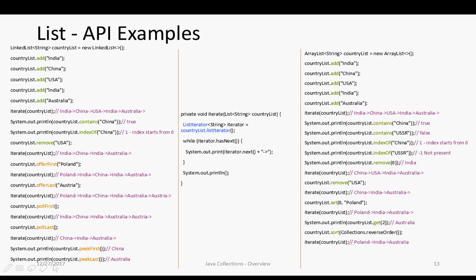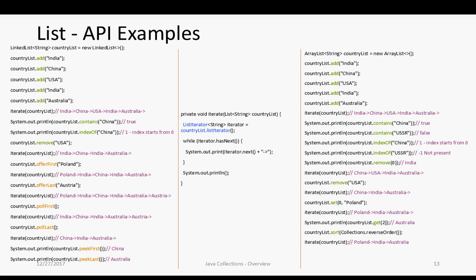You can try to remove an object from the collection. Here I'm giving remove USA from my collection, and it's removed. I can say add first, or add last, at the last location, where if I iterate it, I have the first element as Poland and the last element as Austria. Similarly, I can poll first and poll last, which is coming from your deque. That is, I want to remove the first element and the last element of the list, that is Poland and Austria. With that, I'm left with China, India.